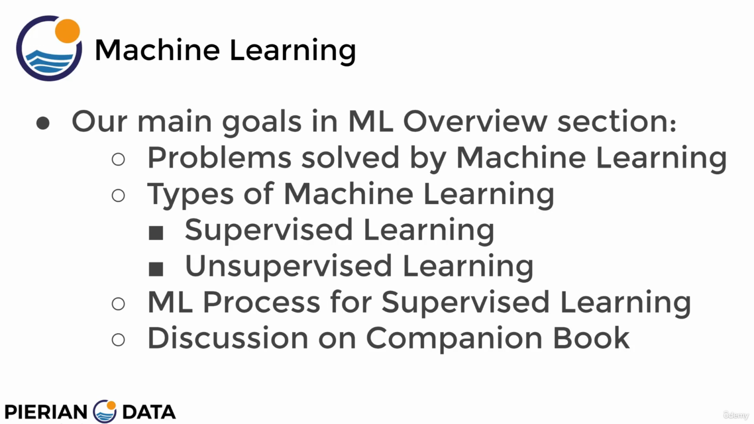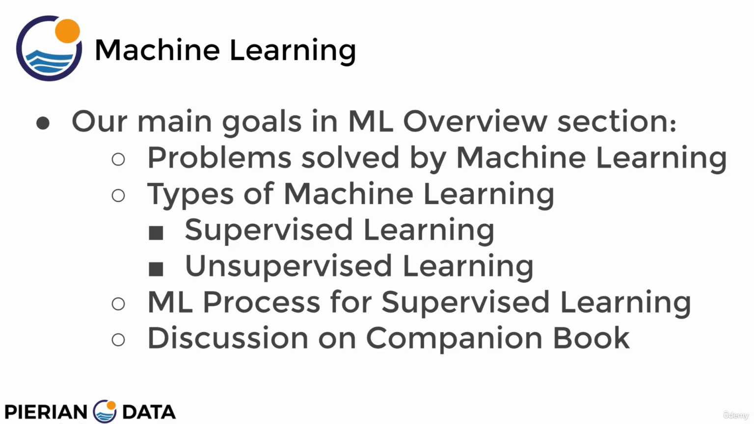Now our main goals in this particular section, which we're calling a machine learning overview, are to discuss what types of problems are solved by machine learning. Why do we even use machine learning instead of just normal computer algorithms? Then we'll discuss the different types of machine learning that we cover in this course, the difference between supervised learning and unsupervised learning, and then, since many of the algorithms that we start off with are supervised learning, we're going to have a deep dive discussion onto the general machine learning process for supervised learning.